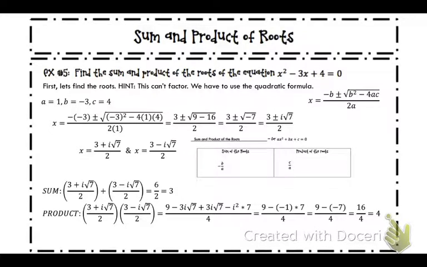Okay, and if you remember the sum of the roots and the product of the roots, the sum is negative b over a. So negative b, b is negative 3, negative b is positive 3 over 1 is 3, which is what we got right here. Okay, c over a, so c is 4, a is 1, which is the same thing as 4.